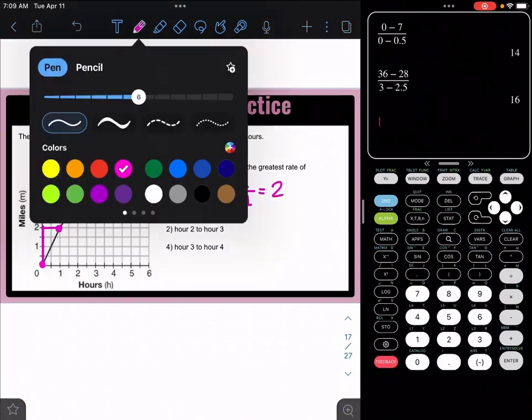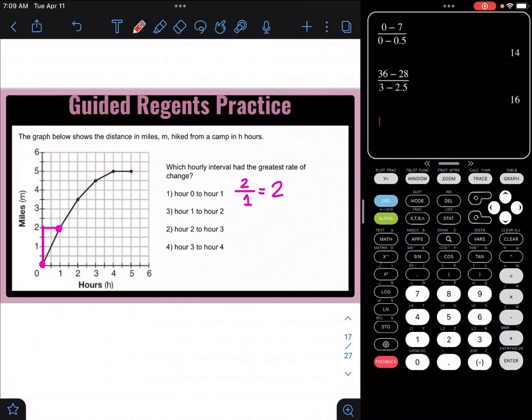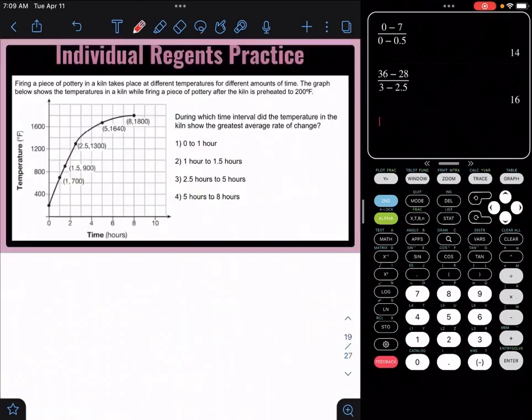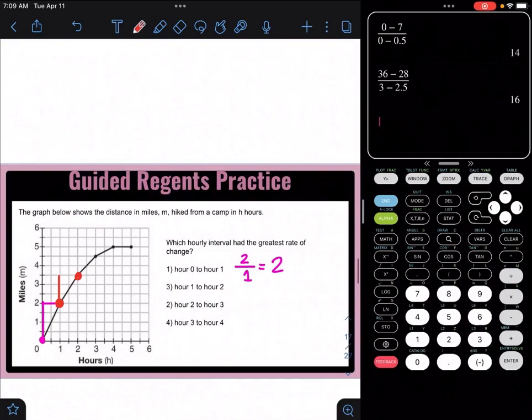All right, let's look at this next one. From hour 1 to hour 2, she rose from 2 to 3.5. So she rose 1.5. And how much did she go over? She went over 1 hour. So that would be 1.5. So that wouldn't be my answer. I'm looking for the greatest rate of change. Let's look at this next one.